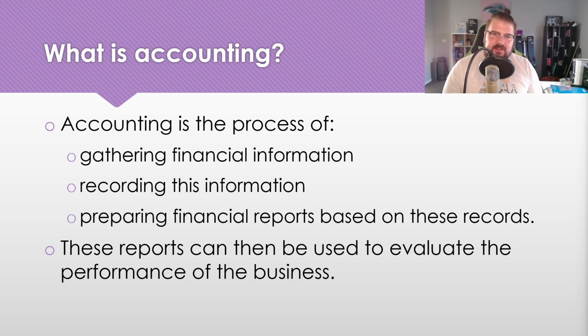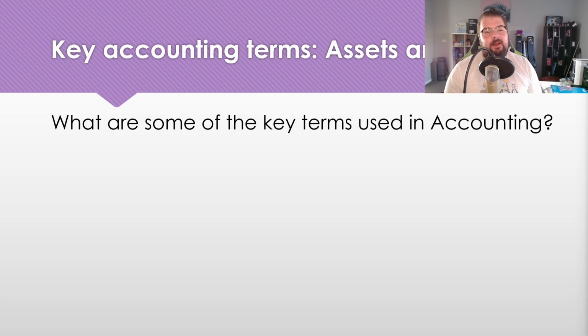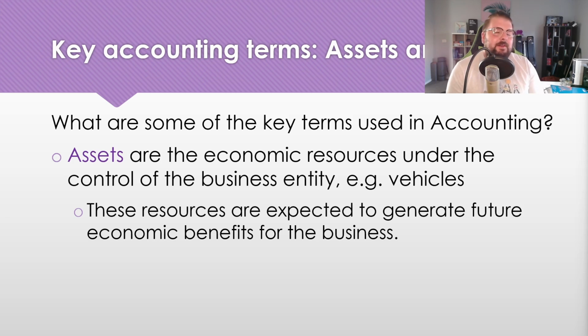So, as I was saying, key terms of accounting. The first thing that we're looking at is our assets and liabilities. When we think of an asset, we're looking at an economic resource under the control of the business entity. Now, this could be a vehicle, it could be equipment, it could be cash. It's any resource that the business expects to be able to use to generate future economic benefits. And by that, what we mean is anything that we expect the business to be able to use to generate cash, to make sales, things like that.